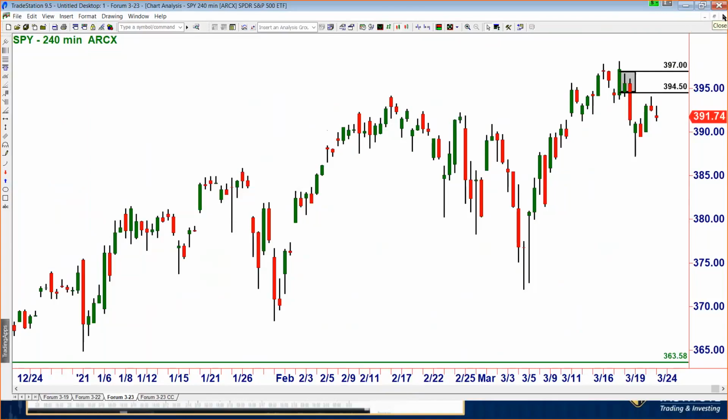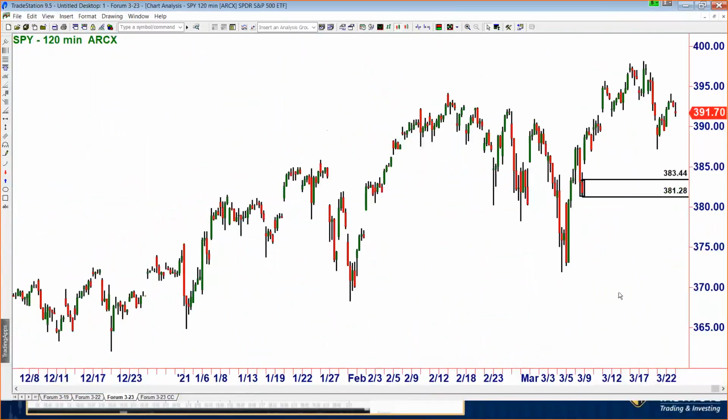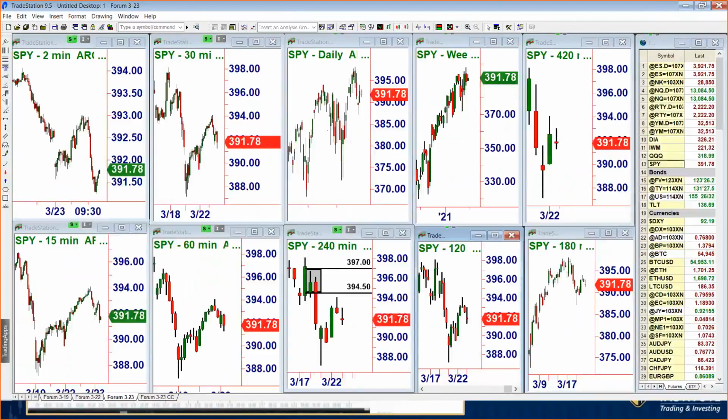And then on the demand side, we're going to go to a different chart. Let's go to the one next to it here, the 120. So on the demand side, and this is not a high probability zone, but there is likely to be some gap demand around the 383.40 area. Notice the gap there. All right, so hopefully that's helpful in the SPY.